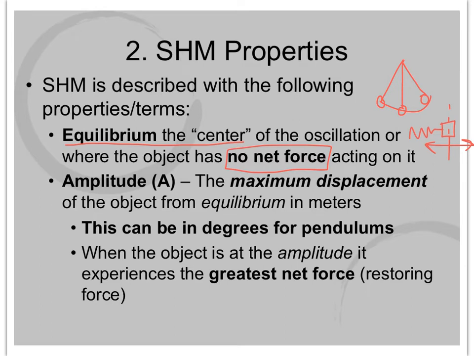Amplitude is going to be the maximum displacement from the equilibrium. It's typically measured in meters. We could talk about the amplitude in terms of degrees for pendulums, but what we should know in both cases is that is where there's the greatest net force acting on the object. We talked about how with simple harmonic motion the net force is proportional to the distance of its displacement, its distance from equilibrium. So if it's at its greatest displacement, it therefore must also have its greatest possible force. So that occurs at the amplitude.